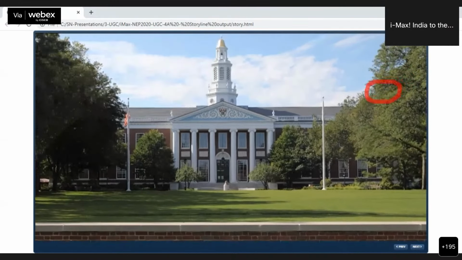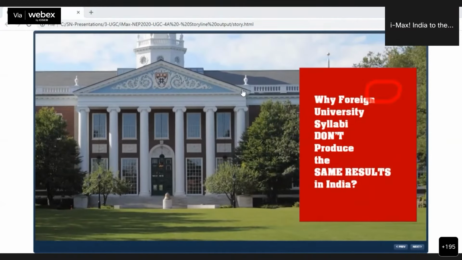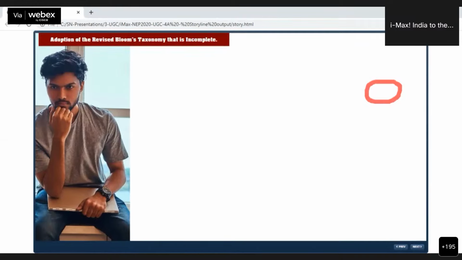Now let me tell you another important point. This will be interesting to you. Why don't foreign universities' syllabi produce the same results in India? There are many colleges and universities. I have seen on their websites themselves that they write, "We have taken our syllabus from so-and-so foreign university." But the same syllabus is not giving the same result in India. Why is it? I am going to explain this through Bloom's taxonomy.